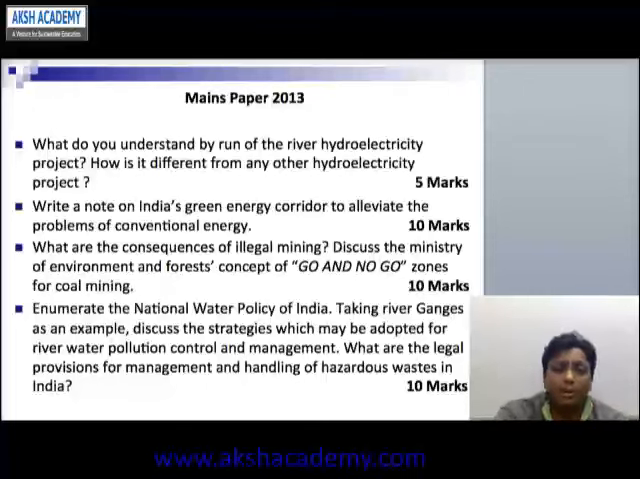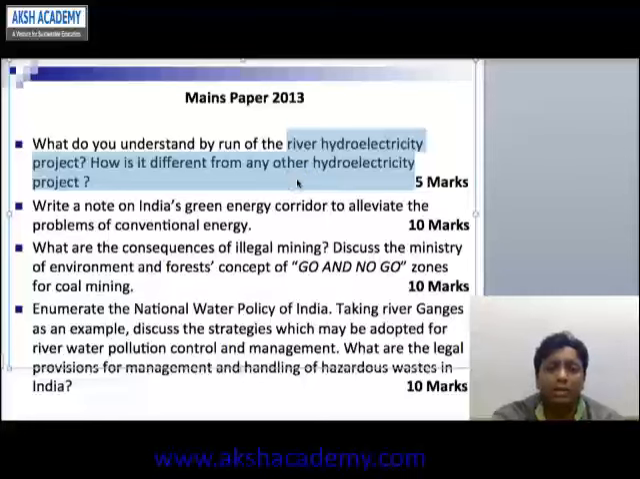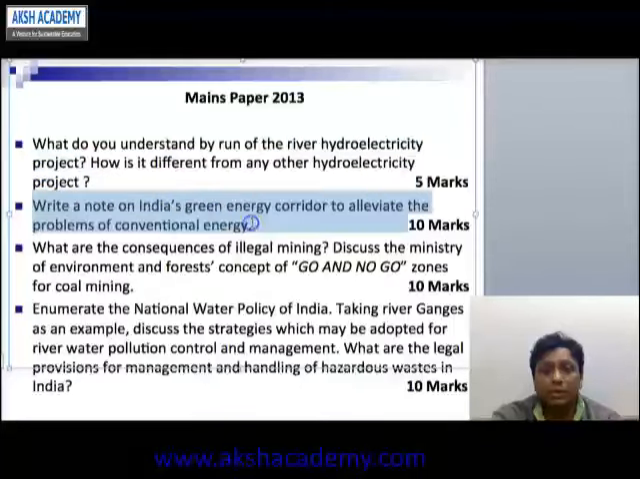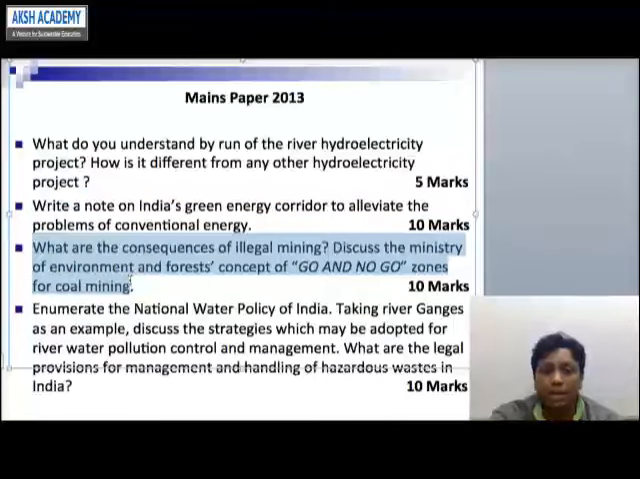What do you understand by the run of the river hydroelectricity project? How is it different from other hydroelectricity projects? Second, write a note on India's green energy corridor to alleviate the problem of conventional energy. Third, what are the consequences of illegal mining? Discuss the Ministry of Environment and Forest concept of go and no-go zones for coal mining.